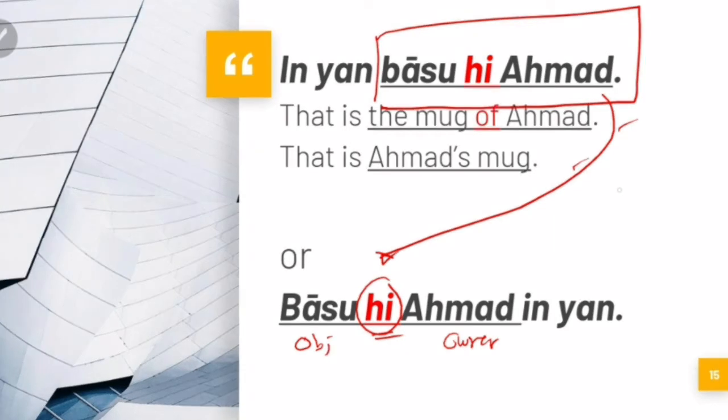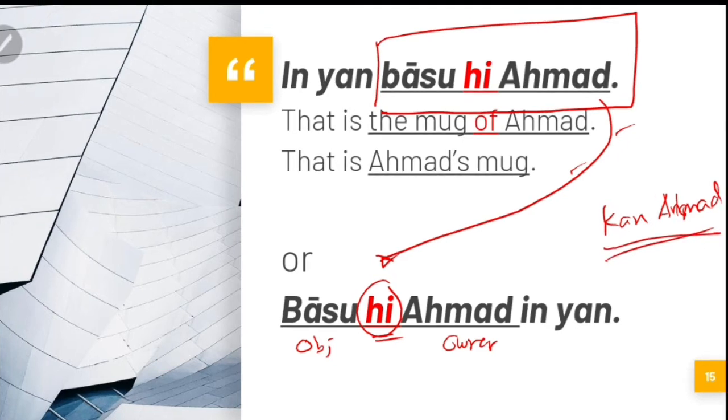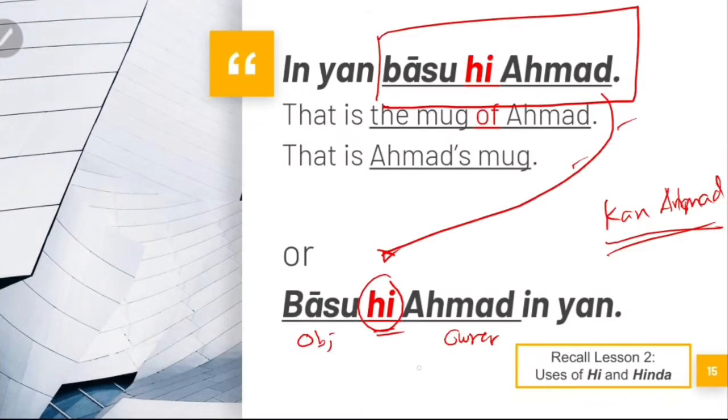That's why they're called dependent, compared to the independent possessive relator kan, which can stand alone. With simply this, it can stand alone: kan Ahmad, that's Ahmad's. We already discussed this in our lesson 2, and the uses of he and hinda.